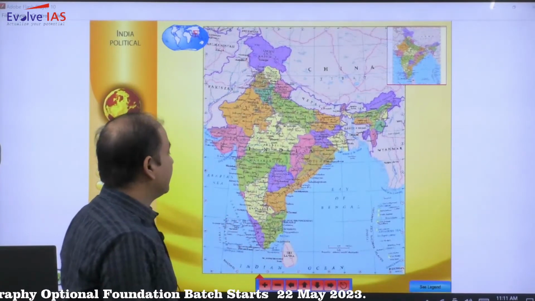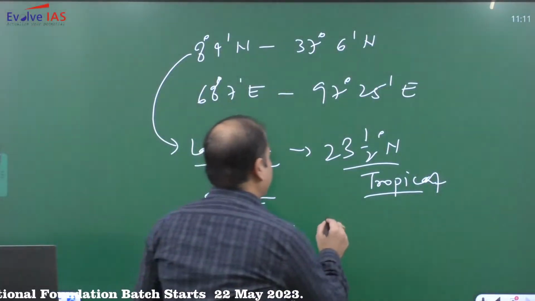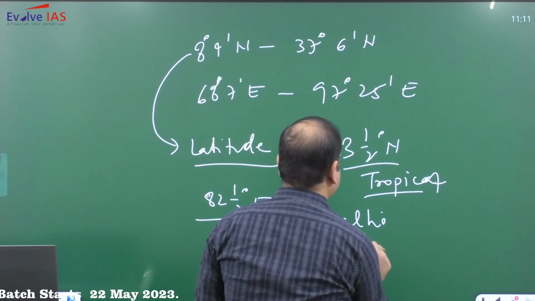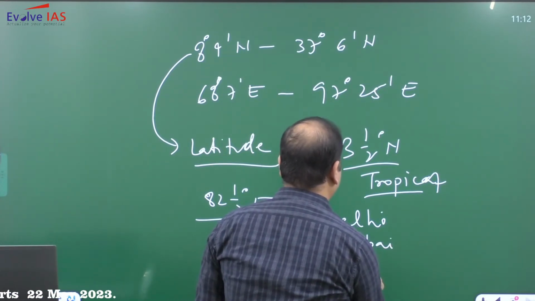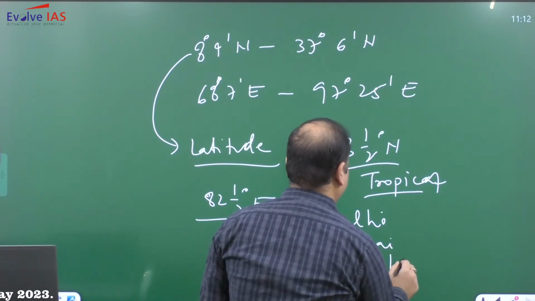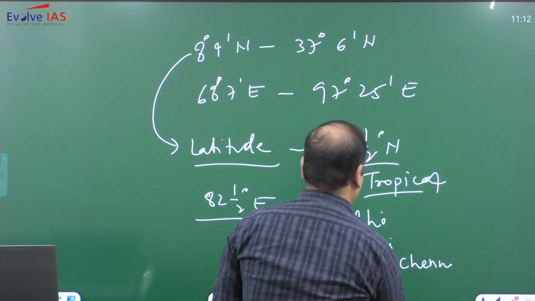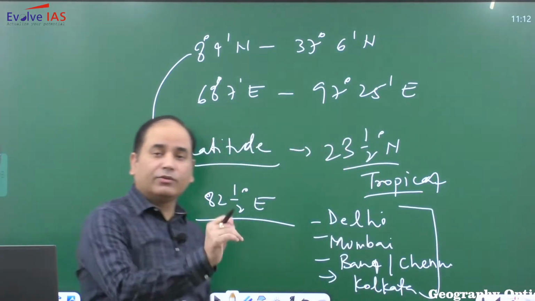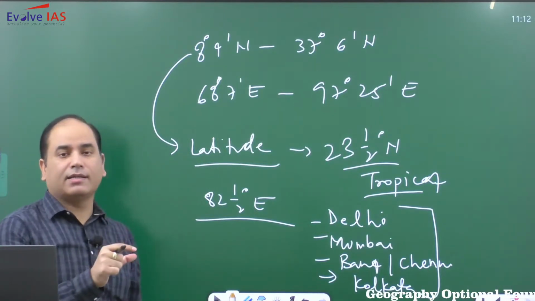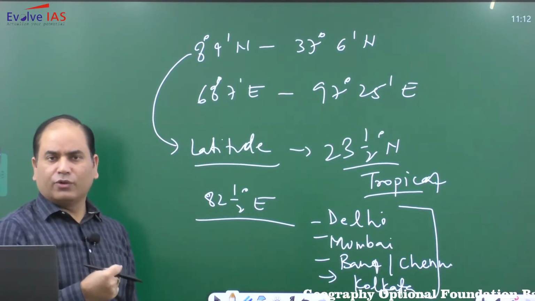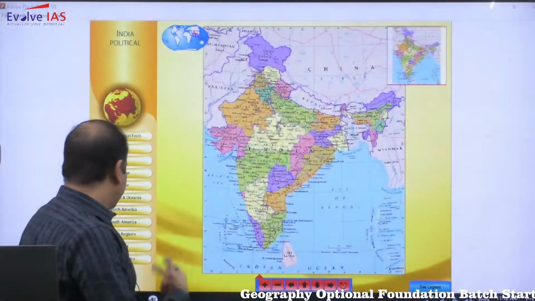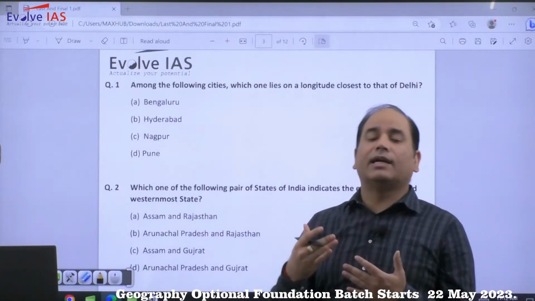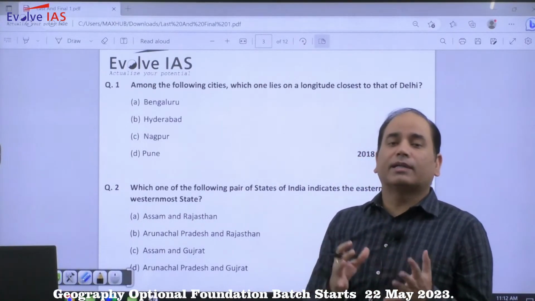You need to have an idea about Delhi, Mumbai, Bangalore, Chennai, Kolkata. So it is expected that you should have an idea about the latitude and longitude of these major cities of our country. So this is not a surprise question. You have been surprised because you haven't prepared the atlas on the expected lines.